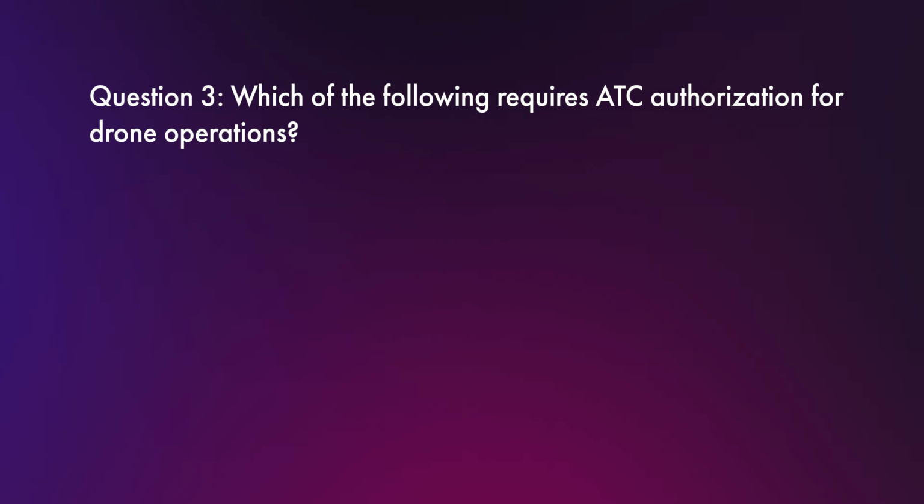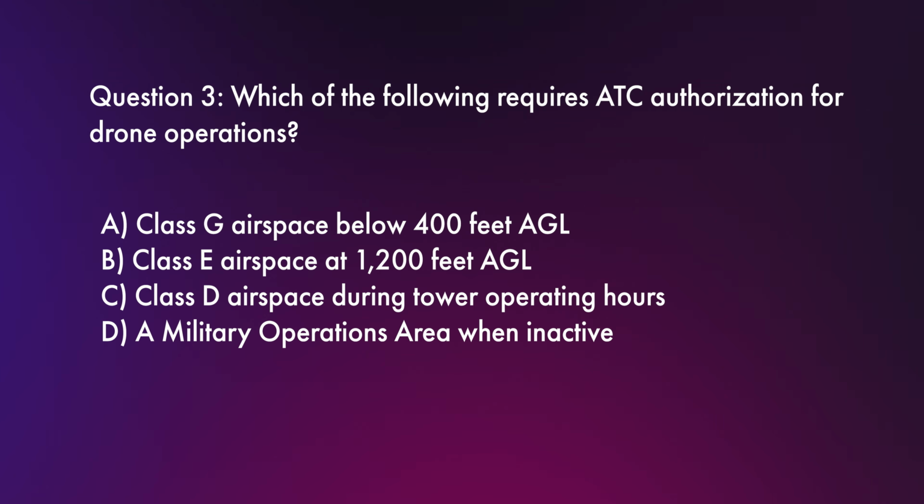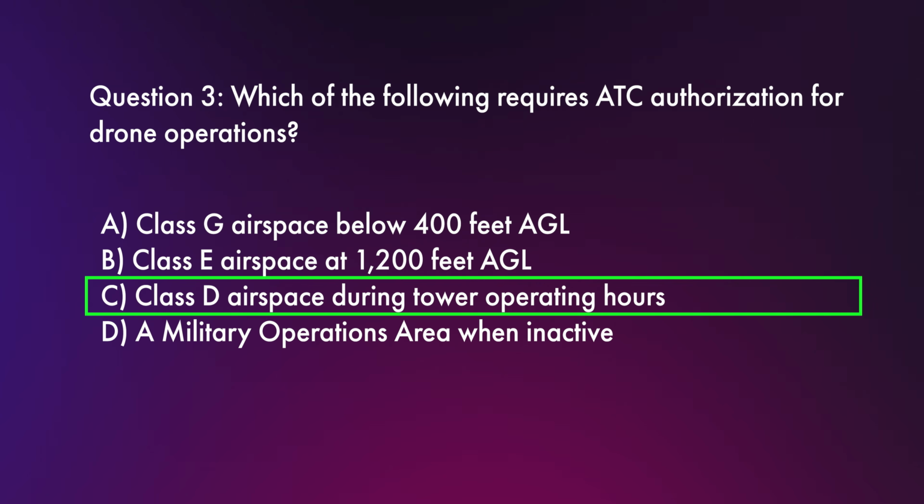Question 3. Which of the following requires ATC authorization for drone operations? Is it A, Class G airspace below 400 feet AGL? B, Class E airspace at 1200 feet AGL? C, Class D airspace during tower operating hours? D, a military operations area when inactive? The answer is C. Class D during tower hours requires ATC authorization. Class G requires nothing. Class E at 1200 feet is above your operational ceiling. An inactive MOA is advisory only.